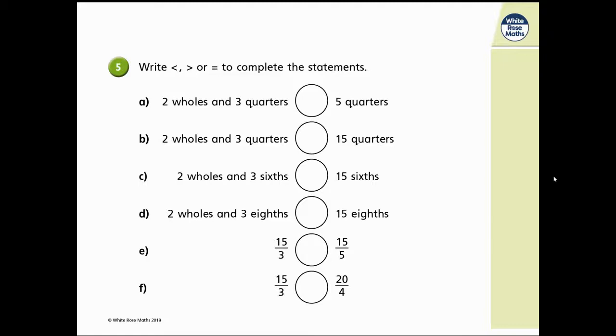Then we go to B, which is 2 wholes and 3 quarters. And then we've got 15 quarters on the other side. So is it less than, greater than, or equal to?